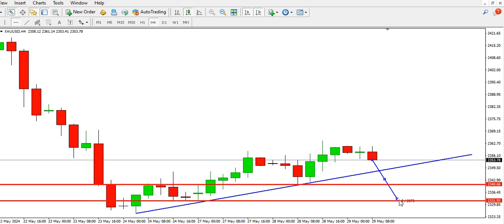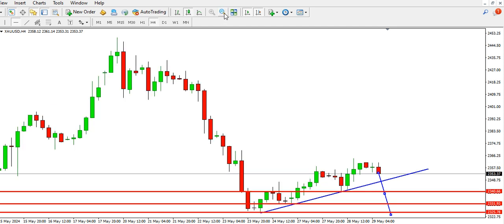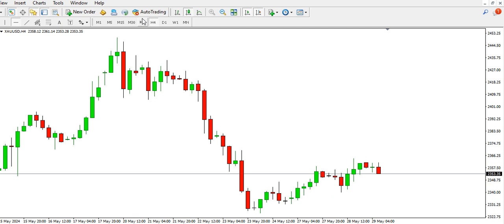I see a test of this level, and the final level on the 4-hour time frame that's closest is the 2325 level. A break of that level, I see price continuing in the bearish direction. All right, but that's another possibility. Okay, enough of the 4-hour time frame. Let's quickly go to the 1-hour time frame.